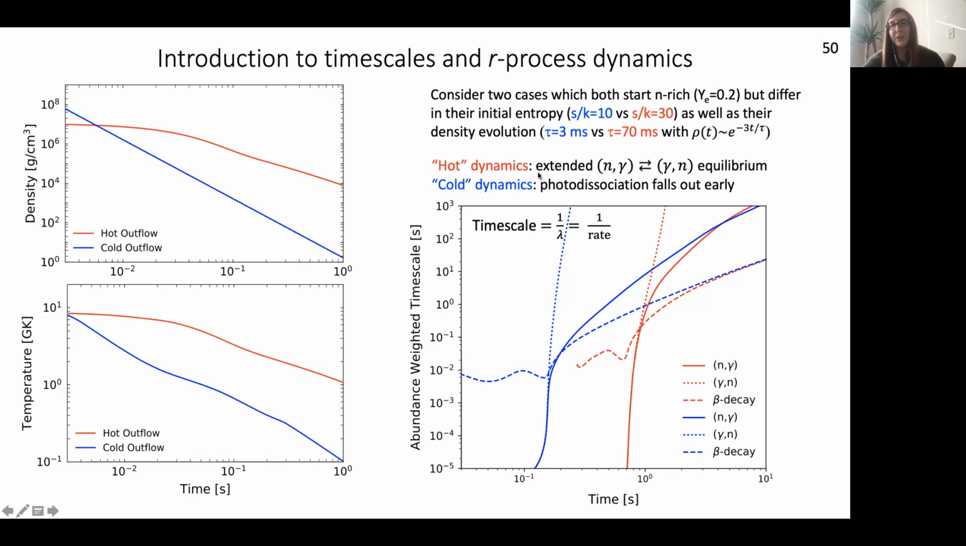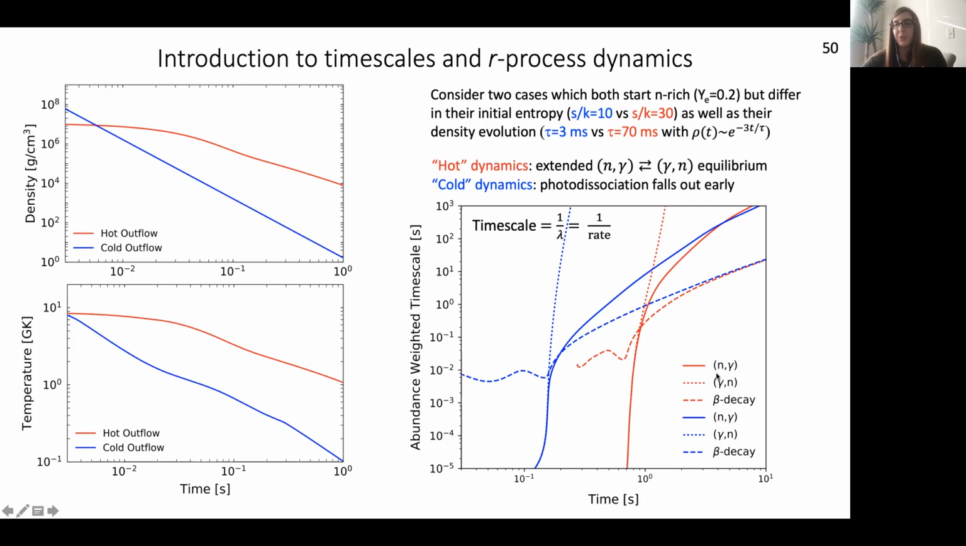So hot dynamics are when you have an extended (n,γ)-(γ,n) equilibrium. And cold dynamics are when you have photodissociation fall out of your calculation early. It can't compete very early. This down here is called the timescale. It's going to tell you about how all of your reactions are competing at a given point in time. So you can look at flows, but timescales are also something that's very interesting. It's all summed up. So it goes like 1 over rate. Then we weigh it by the abundance and we take a look.